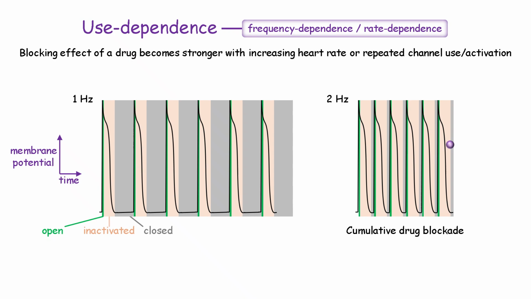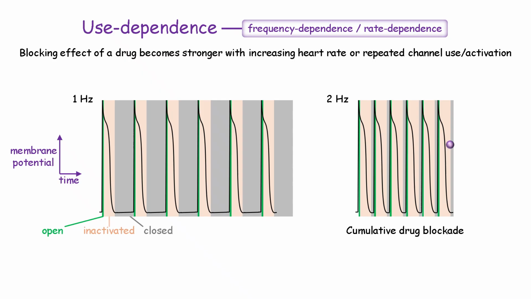This is the essence of use dependence. The faster the heart rate, the more effectively sodium channels are blocked. This feature makes class 1 drugs particularly useful during tachyarrhythmias.